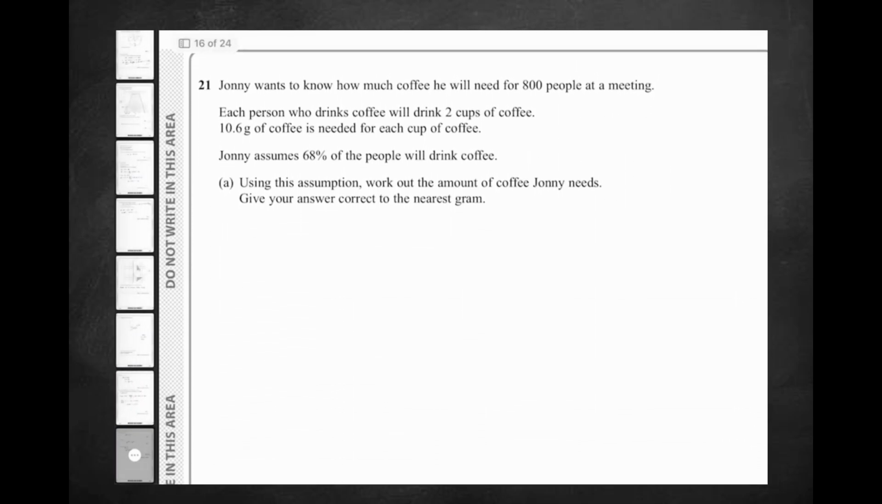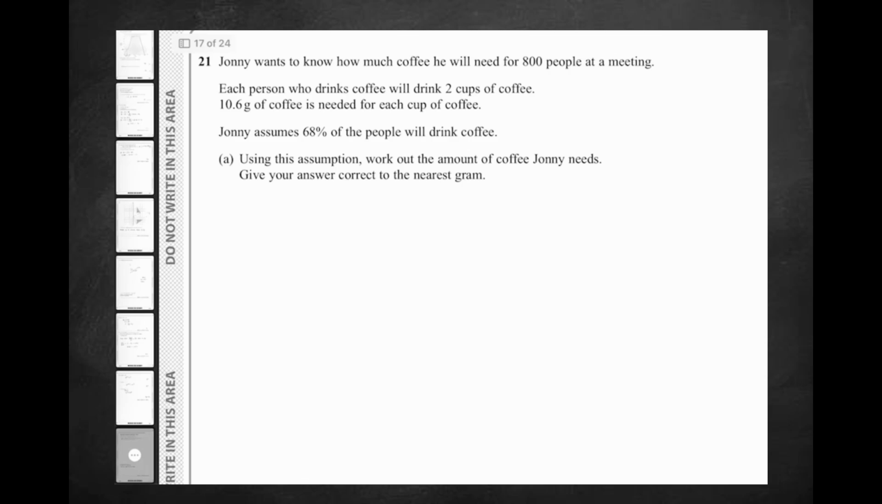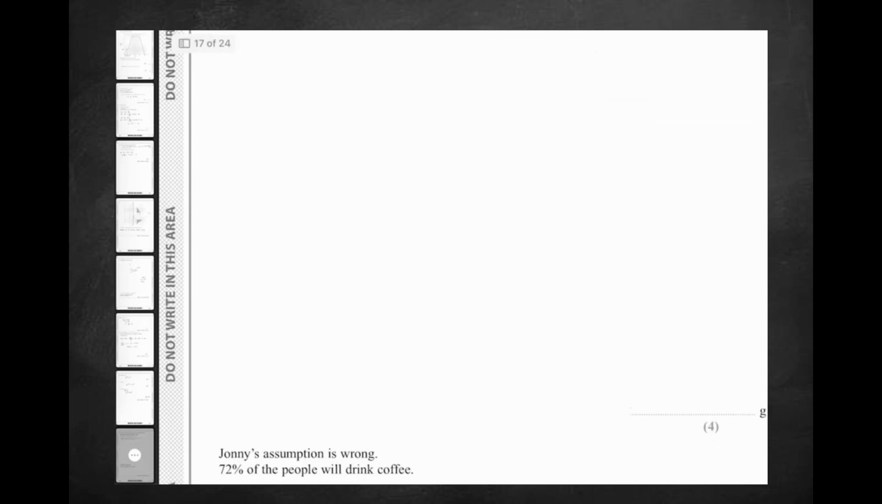Question 21. Johnny wants to know how much coffee he will need for 800 people at a meeting. Each person who drinks coffee will drink 2 cups. 10.6 grams of coffee is needed for each cup of coffee. Johnny assumes 68% of the people will drink coffee. Using this assumption, work out the amount of coffee Johnny needs. Give your answer correct to the nearest gram.